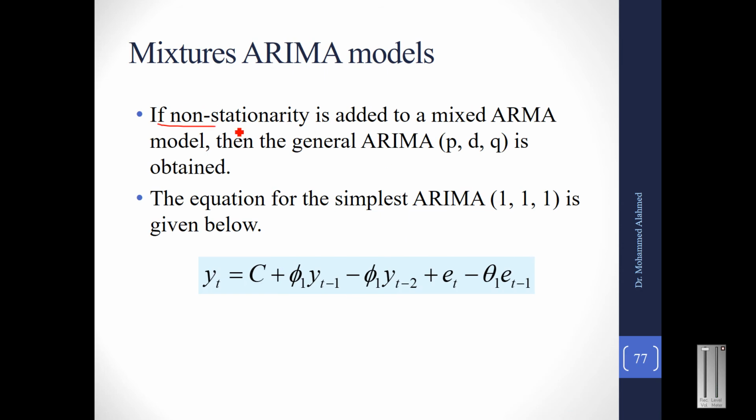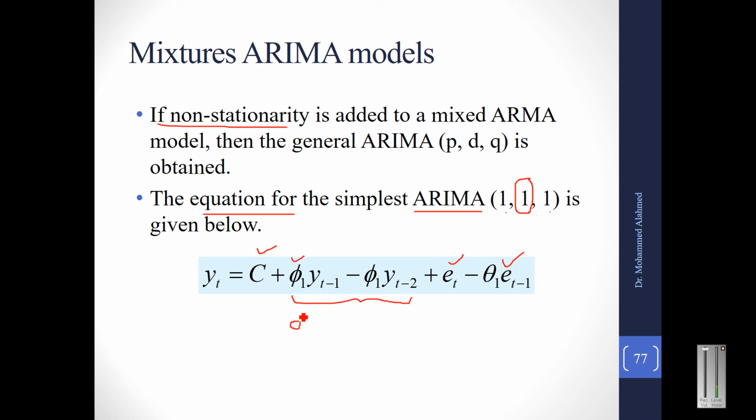Now, if the series is non-stationary, what do you do? You do differencing to make it stationary. So what happens? Consider the equation for the simplest ARIMA 1, 1, 1. A new term that comes here is the differencing. As you see, this was there in the previous case, this again was there in the previous case, and this was in the previous case. Now just take a note of this.